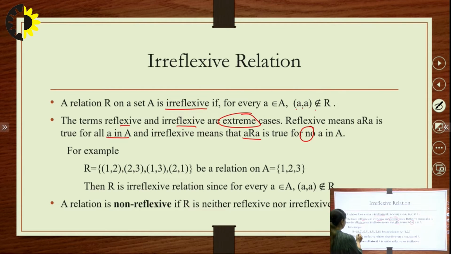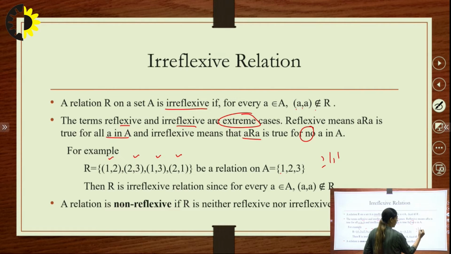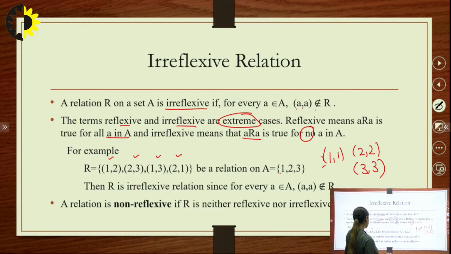For example, {(1,2), (2,3), (1,3), (2,1)}. In this relation, there is not a single element which is related to itself, like (1,1), (2,2) and (3,3). Out of these three, none of the elements are present in the relation. So this relation is irreflexive.